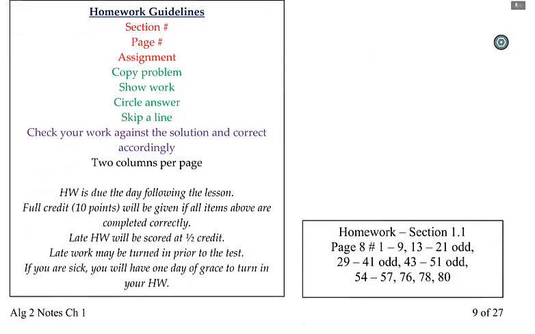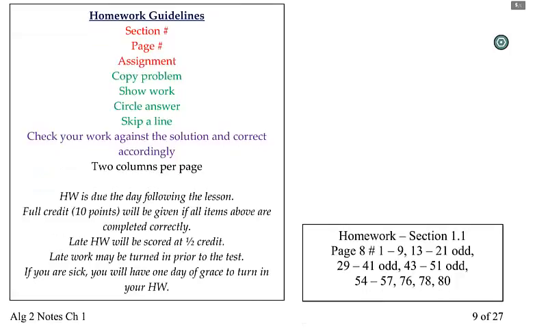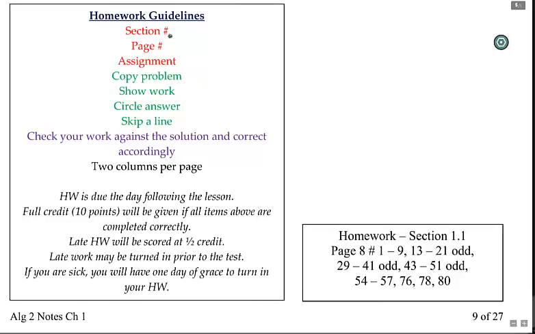Our homework guidelines as we look at this are in red. At the top left of your page, you want to put your section number and your page number in your assignment. In the top right of your page, you're going to put your name, print it please, and on each problem we're going to copy the problem, show our work, circle the answer, and skip our line. Now, we're also going to have to make sure that we check our work each problem and correct it accordingly. Use 2 columns per page. Your homework can be found on the whiteboard in the front, on your calendar, in Academy Central, or down here at the bottom of our notes each day.